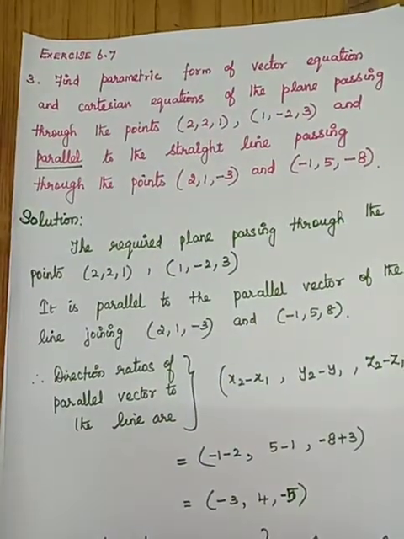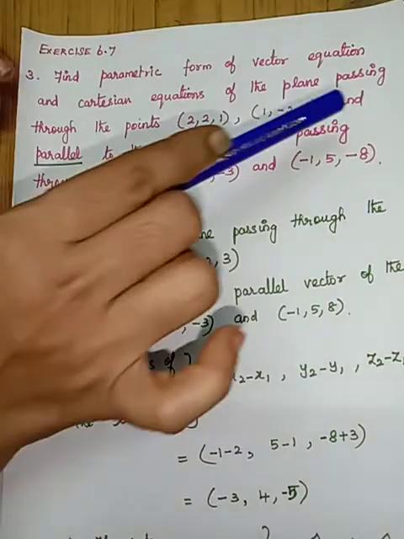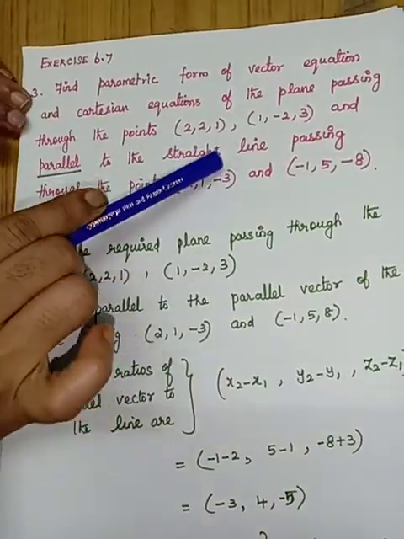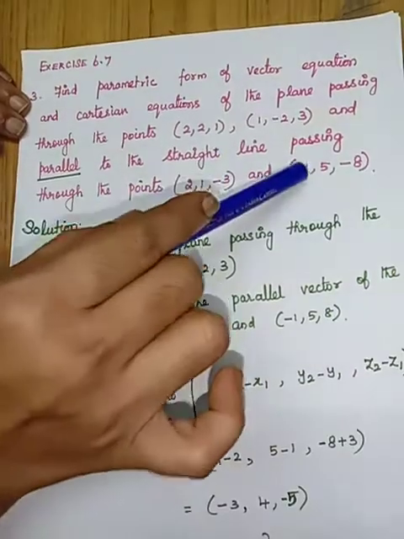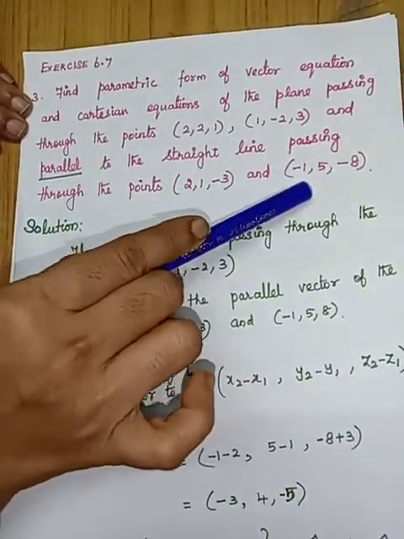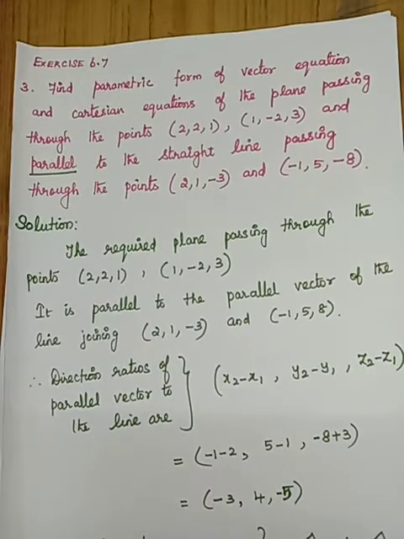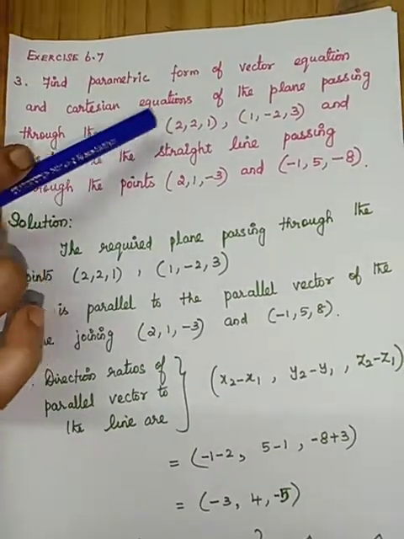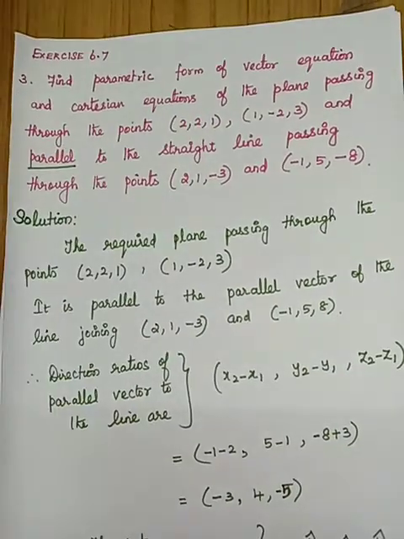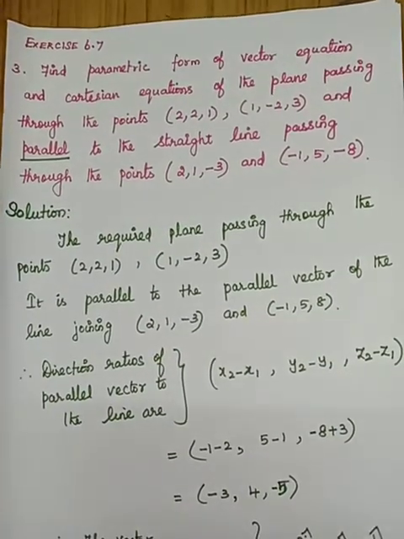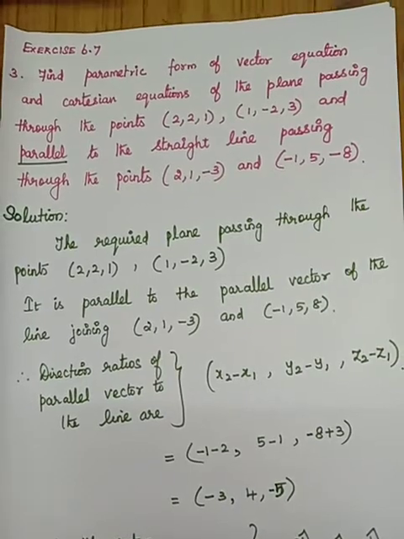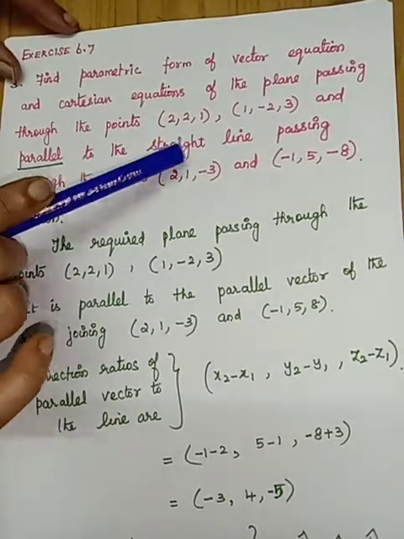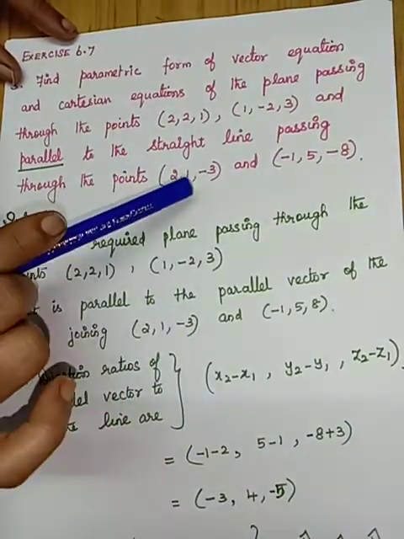So, 2 passing points are given to you. And the required plane is parallel to the straight line joining these 2 points. To write the equation of the required plane, we have 2 passing points, so we need to find a parallel vector. That parallel vector has to be taken from the straight line joining these 2 points.